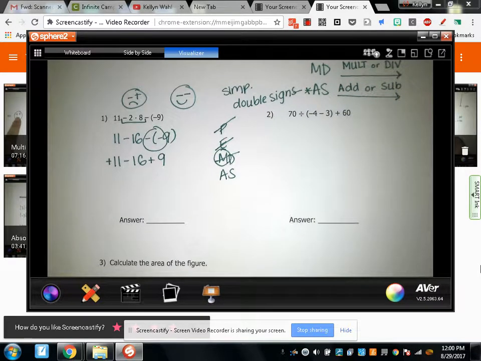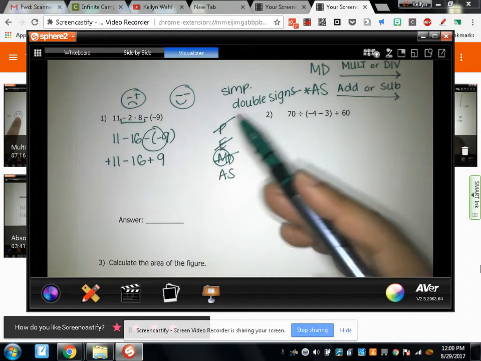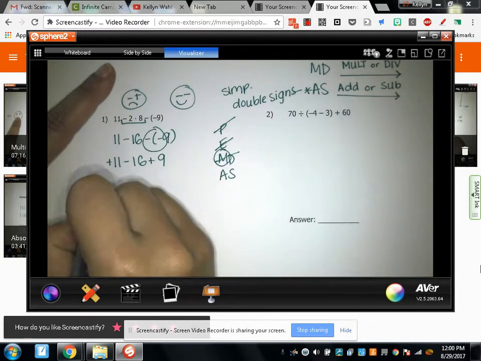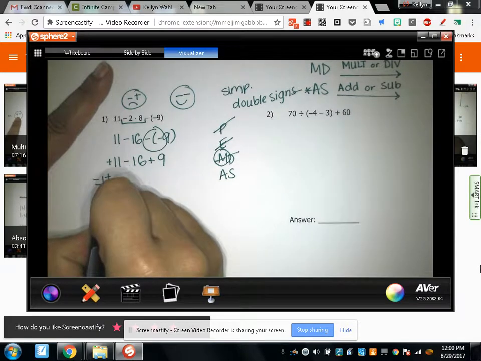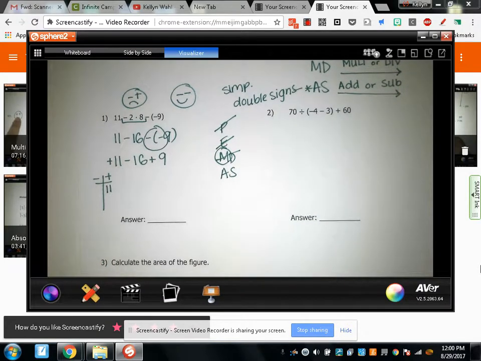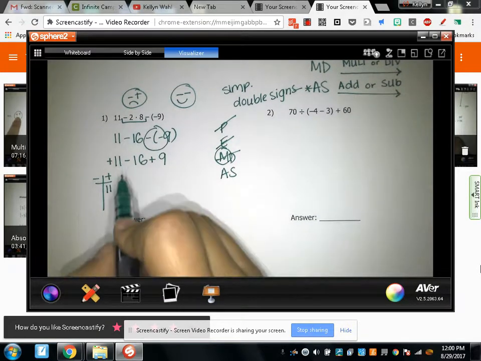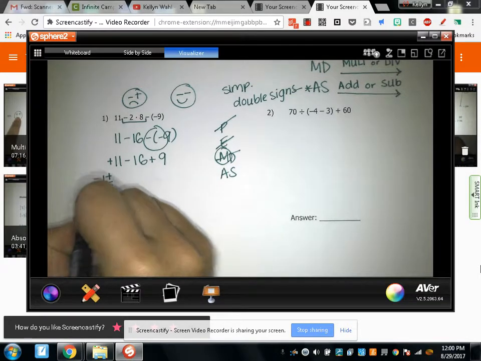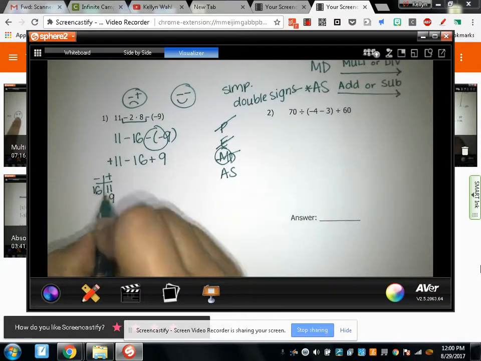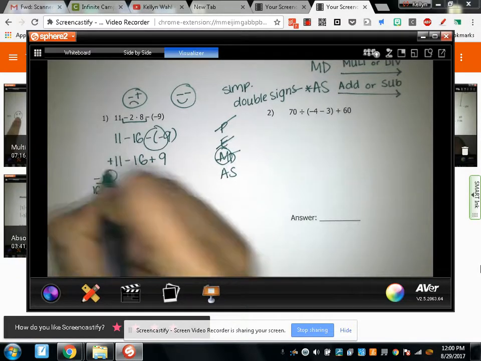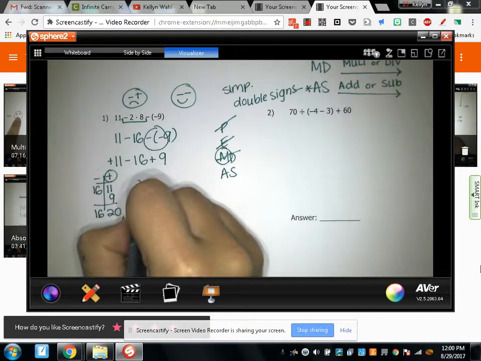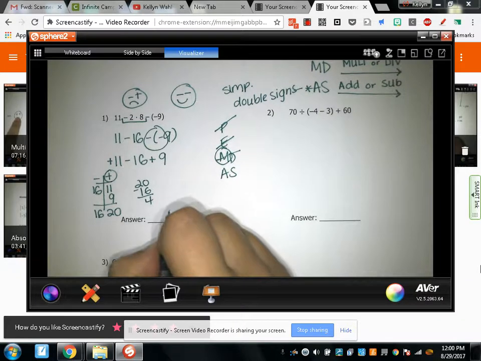Now I could add and subtract from left to right, but instead I'm going to do it in one step using a scoreboard. Let's see, positive team earns 11 points. Negative team earns 16 points. Positive team earns 9 points. The score is 16 to 20. And positives win by 4 points. The answer is +4.